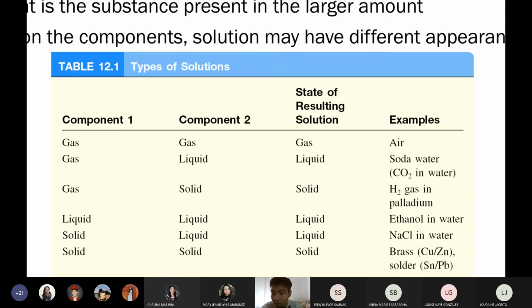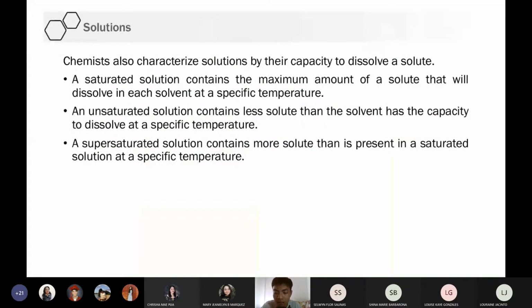Then the liquid, that is the common one. And then there are also solutions that are solids, for example metals, like solder, the one used in welding. So those are the types of solution. For analytical chemistry, we will be dealing with liquid solutions only. So we will not touch on gas solutions and solid solutions. We focus on the liquids. Okay.